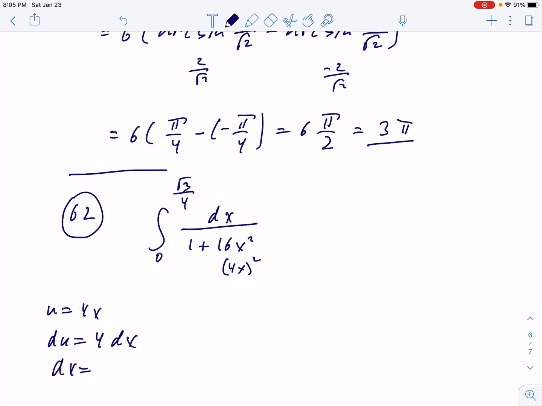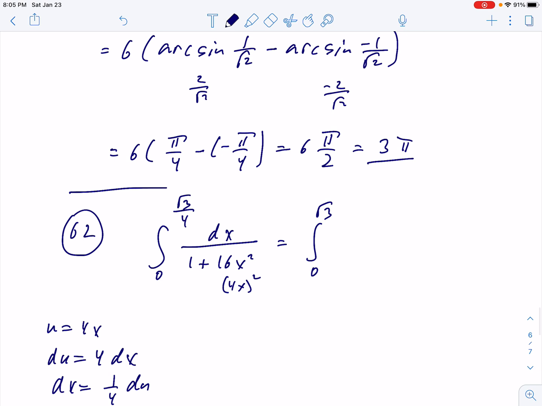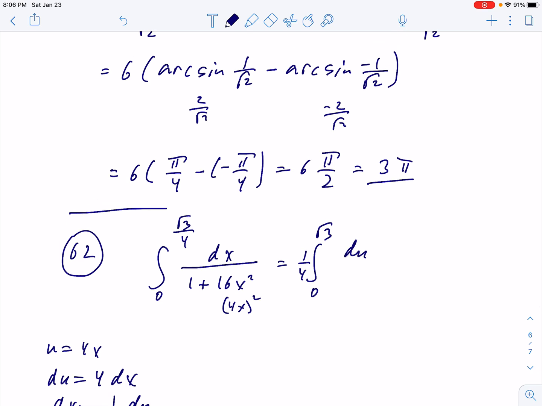The dx is 1/4 du. Now we have to change the limits. When x is 0, u is 0. When x is root of 3 over 4, times 4 is just root of 3. And we put 1/4 outside, and inside there will be du over 1 plus u squared, and that's 1/4 arctangent u between 0 and root of 3.